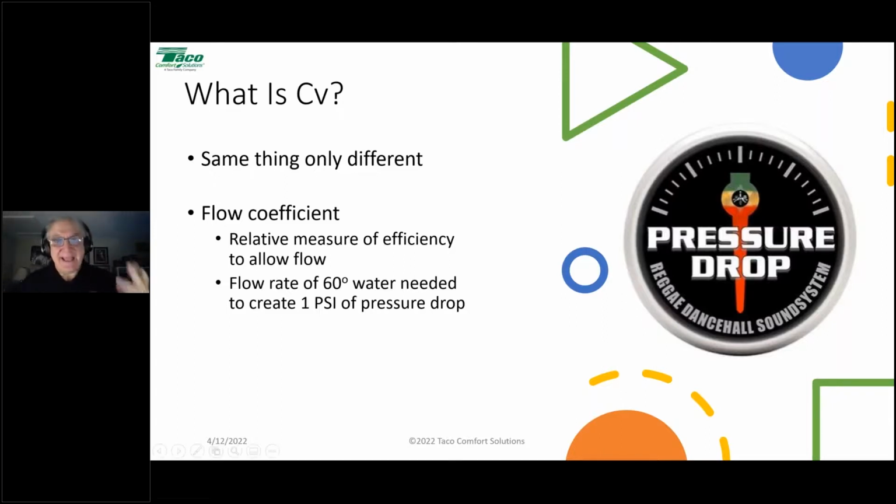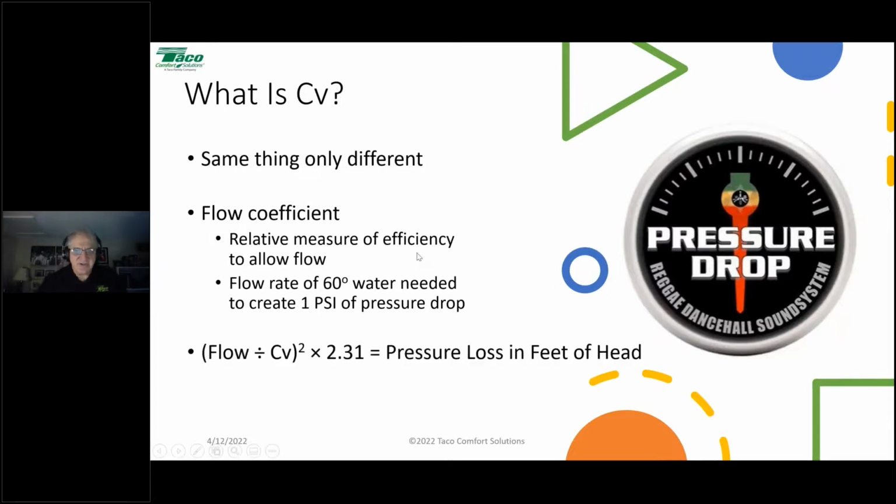Now, here's the thing. Just like we did with system curves, the pressure drop across that valve is not linear. So if I have a CV of 5, 5 gallons a minute gives me 1 psi of pressure drop. 10 gallons a minute through that exact same valve does not give me 2 psi of pressure drop. It gives me a lot more. It's exponential, like we talked about earlier.